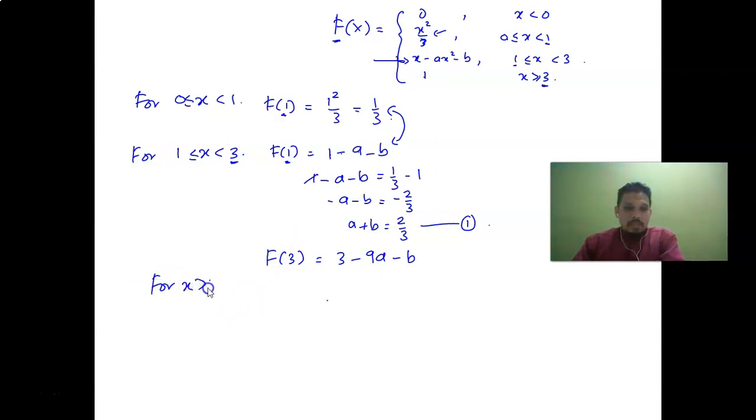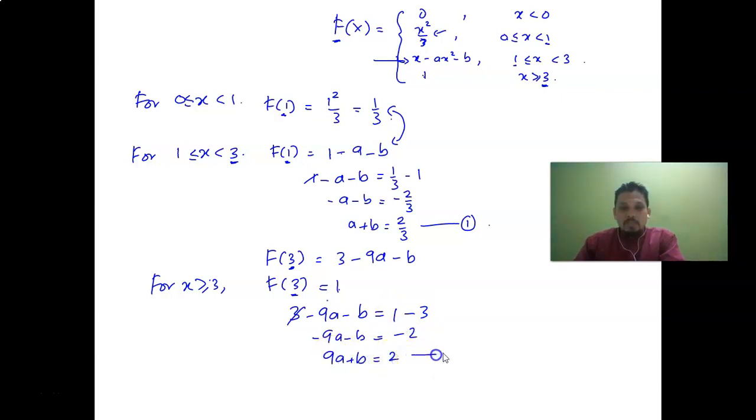For x greater than or equal to 3, take this value of x, F(3) equals 1. Both F(3) put together as 1. So 1/3 minus 9a minus b equals 1. Then negative 9a minus b equals 1 minus 1/3, which is negative 2/3. Then 9a plus b equals 2/3. Equation 2.